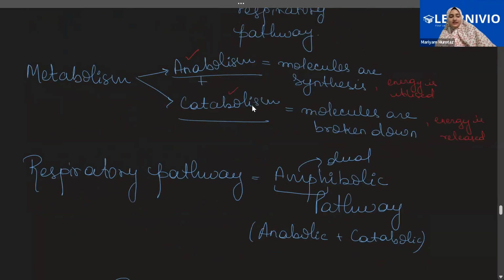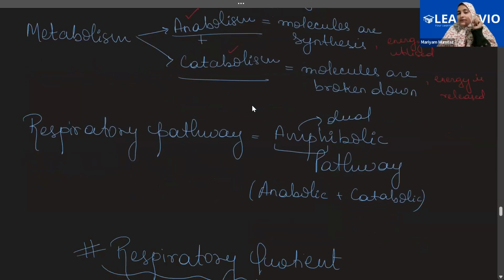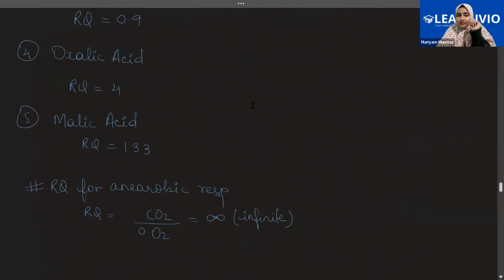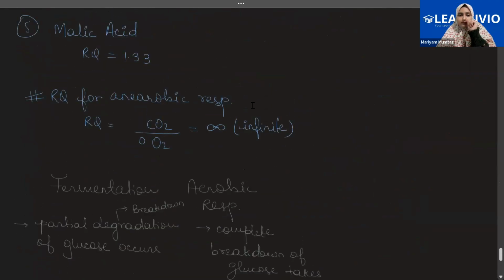Yes, ma'am. If someone asks you what is the nature of the respiratory pathway, you see that in many places ATP molecules and different kinds of molecules are being synthesized, and in many places they are being utilized. So depending upon that, the respiratory pathway is amphibolic. Amphi means dual. Coming to the last topic of this chapter, that is respiratory quotient.